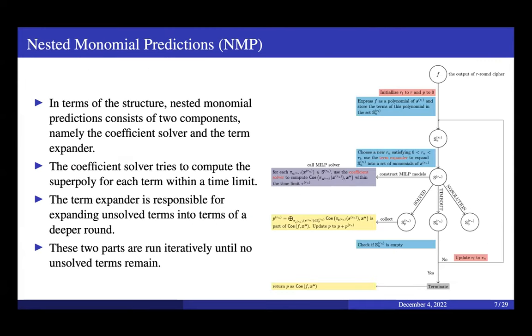Next, I will analyze the nested monomial predictions from a perspective of structure. Actually, the nested monomial predictions consist of two components, which we call the coefficient solver and the term expander. The coefficient solver is mainly responsible for computing the superpoly for a term within a time limit, while the term expander is to expand the unsolved terms into terms of a different round. And these two parts are run iteratively until no unsolved terms remain.